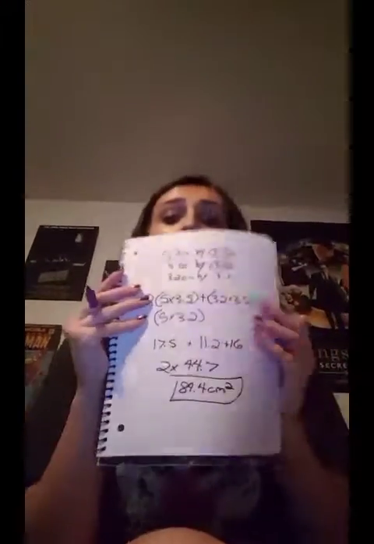But remember, we still have one more step. We have to multiply it by our 2. We can't forget that one. And that makes our surface area 89.4 centimeters squared. We cannot forget the squared. And here we go. See how simple that is? As long as you know the formula, I think it's pretty easy to do.